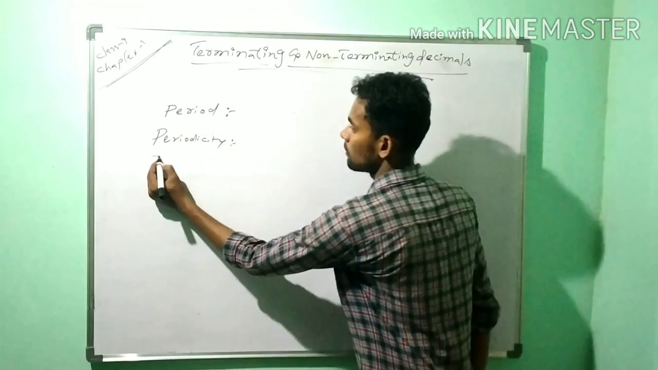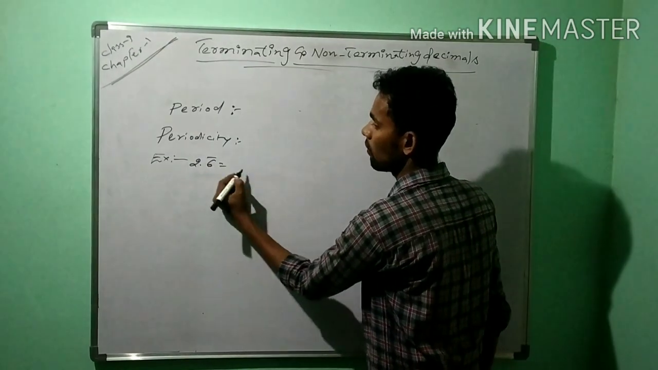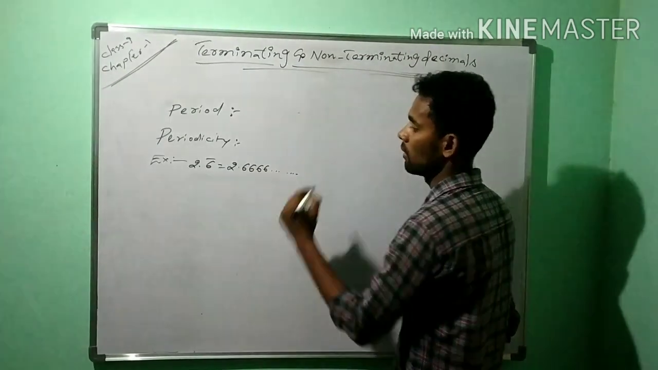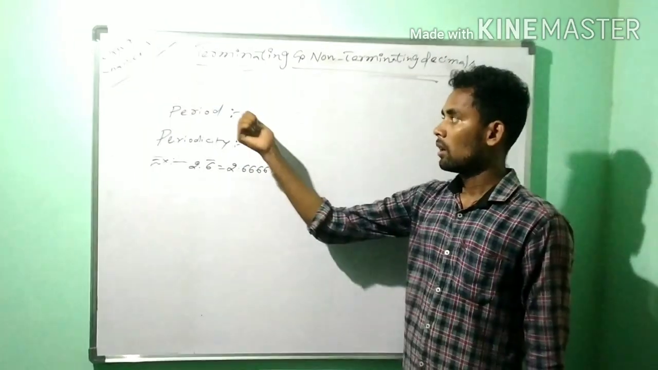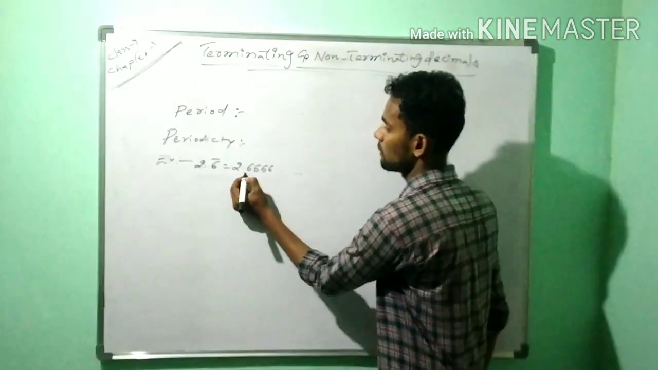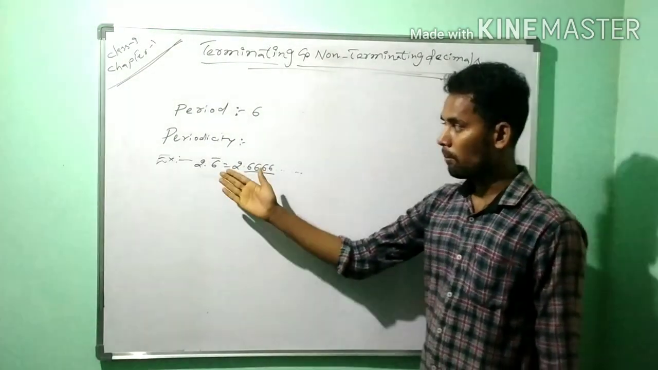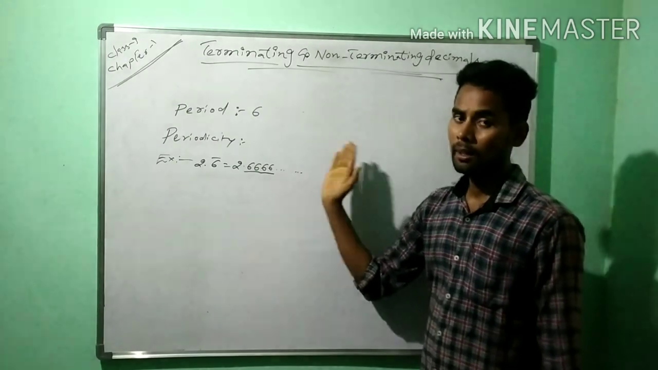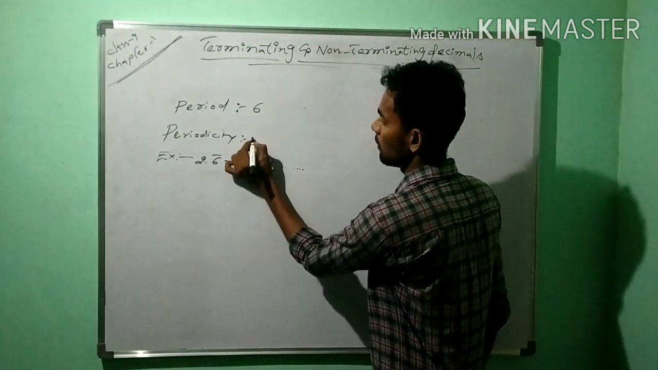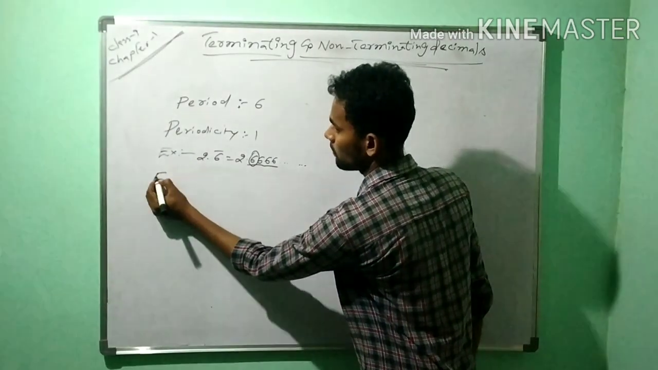For example, 2.6 bar equals 2.6666 and so on. Which numbers are repeating? 6 is repeating, so the period is 6. Periodicity: how many digits are repeating? One digit is repeating.